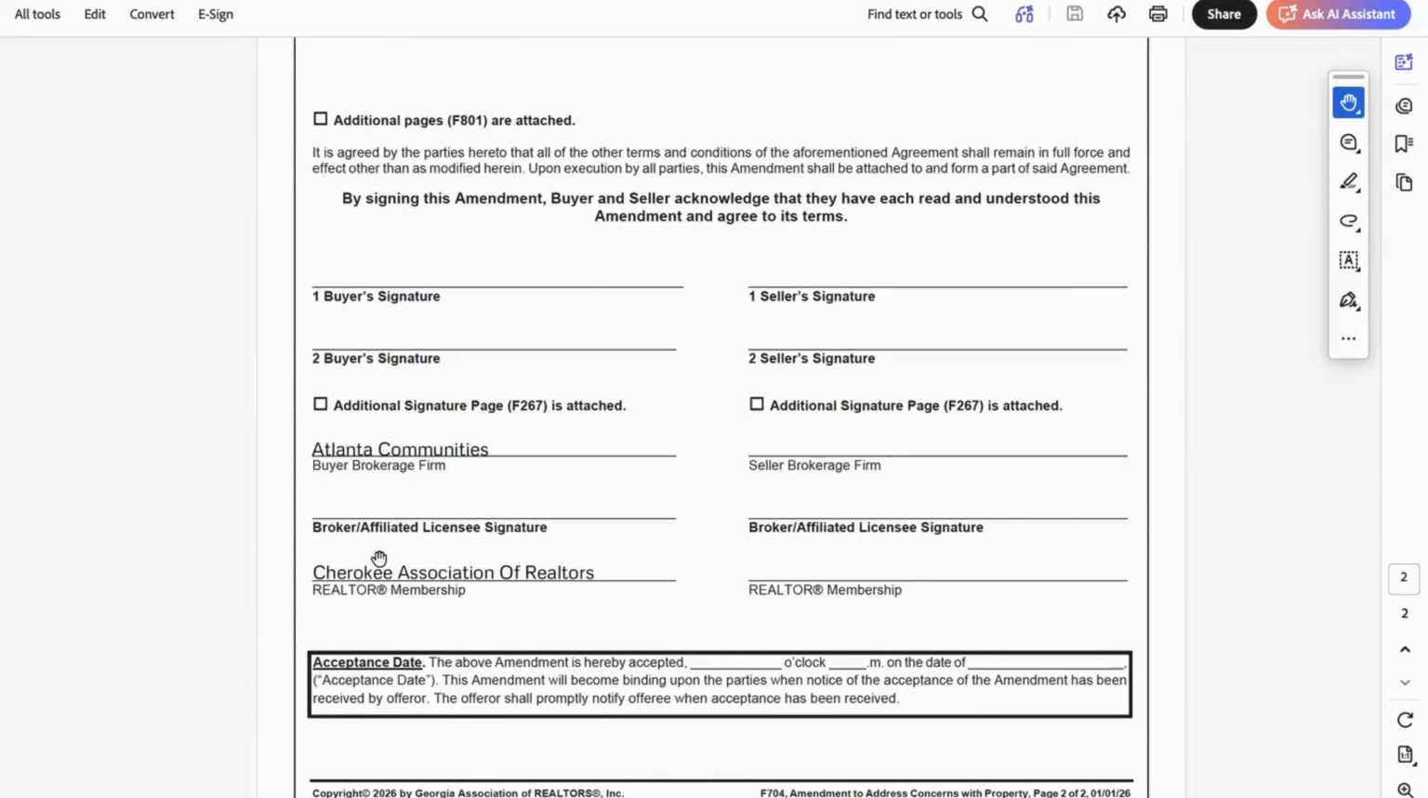Acceptance date. This section records the moment the amendment becomes binding. It includes the date, time, and notice of acceptance. Once acceptance is communicated, the amendment becomes legally binding. And this concludes the F704 amendment to address concerns with property.